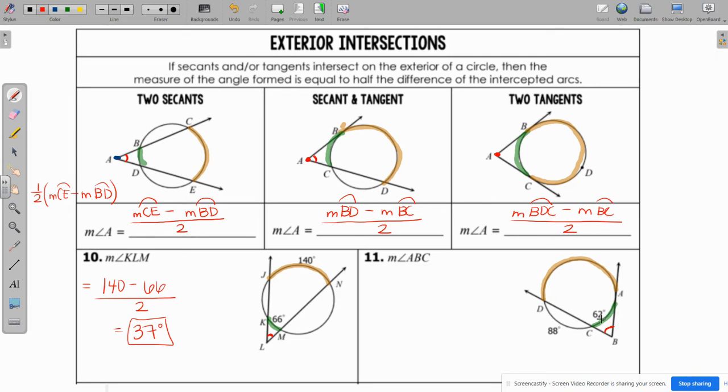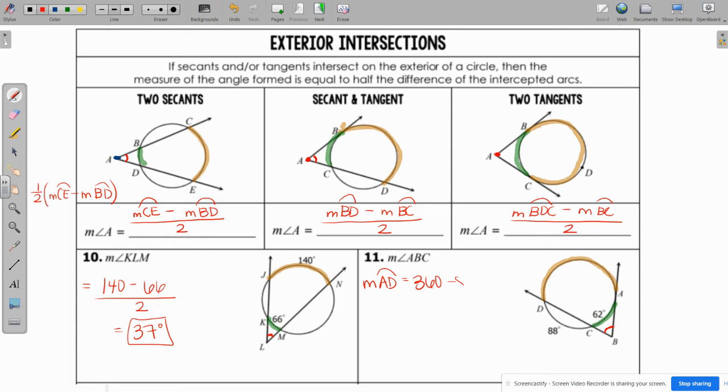If I know that this arc AC is 62 degrees and arc CD is 88 degrees, then I can first calculate the measure of arc AD, this arc out here, because all the way around the circle is 360 degrees.